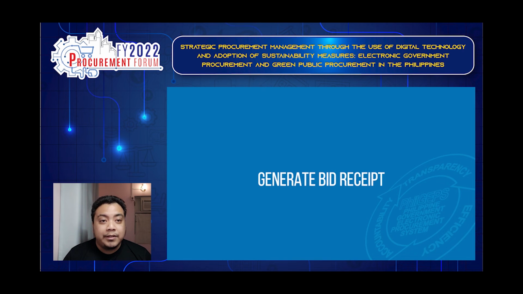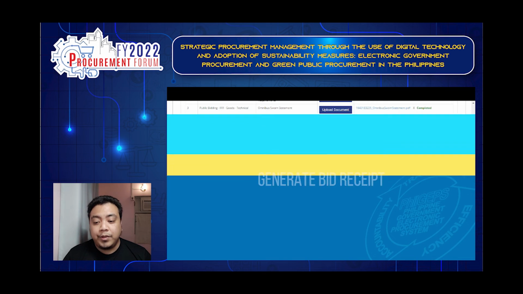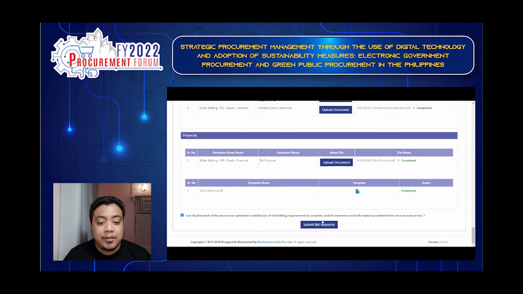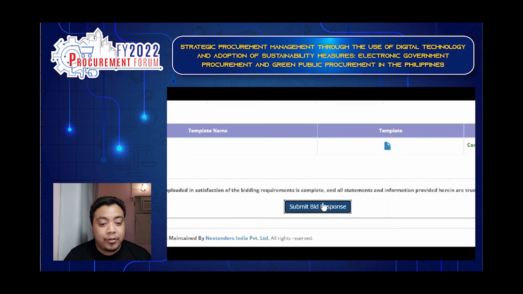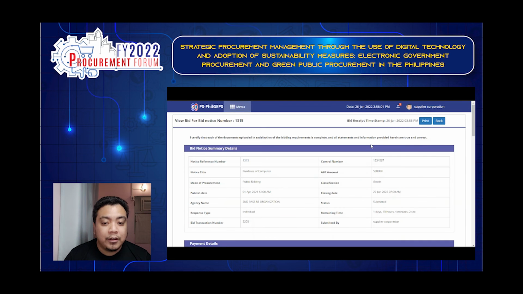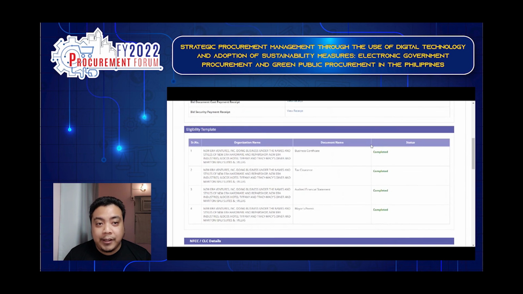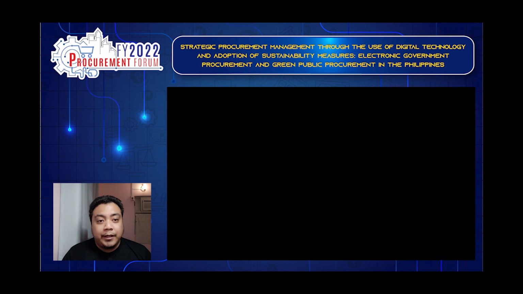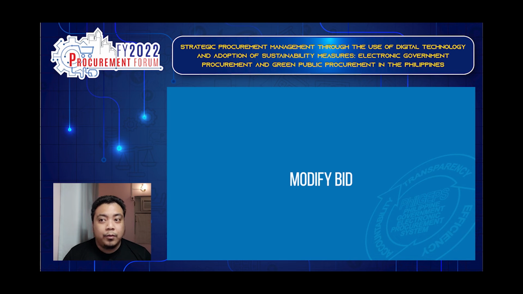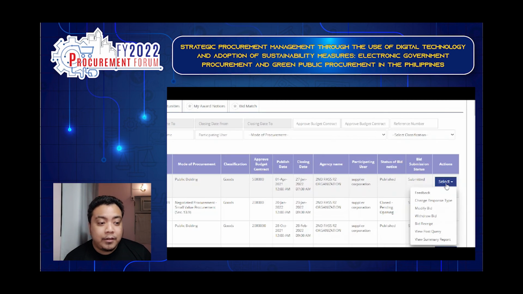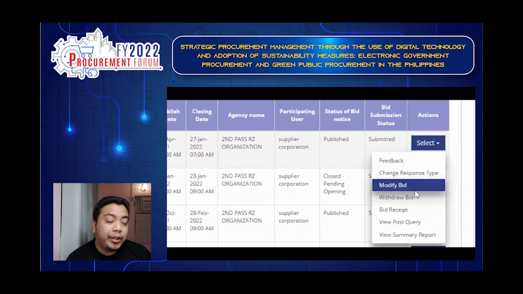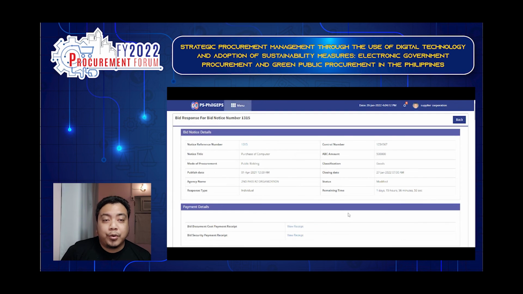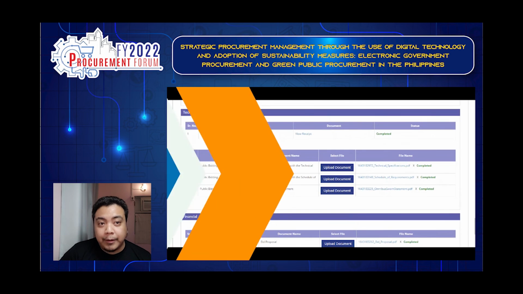And then lastly, yung pag-generate ng bid receipt, the same form. We just need to tick the box yung I certify na lahat ng mga documents is complete at kompleto at saka accurate. And then ito na yung bid notice summary details natin. And then click done. Afterwards, pwede nating i-modify yung bid. So we go to the event management pa rin, and then under the action, may modify bid. And then we can re-upload yung mga updated supporting documents or information ng merchant.